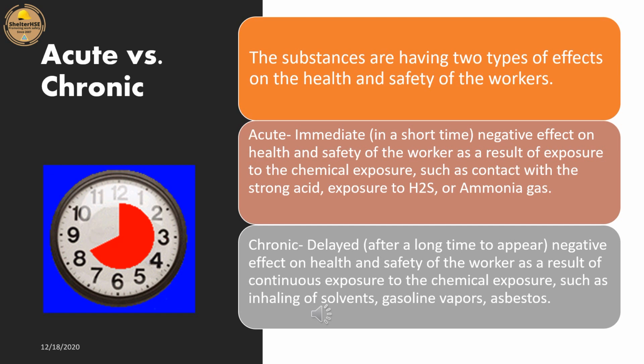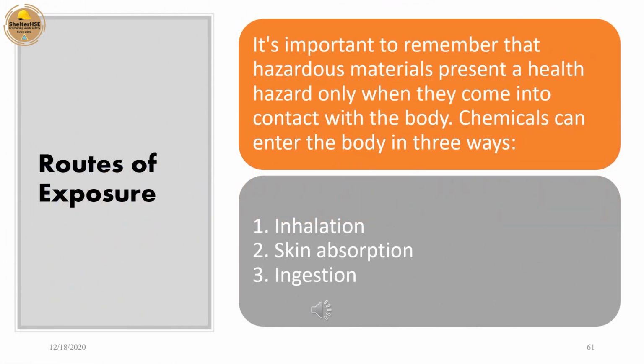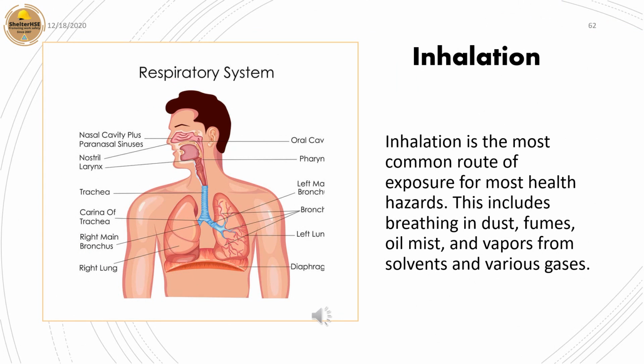It's important to remember that hazardous materials present a health hazard only when they come into contact with the body. Chemicals can enter the body in 3 ways. 1. Inhalation. 2. Skin absorption. 3. Ingestion. Inhalation is the most common route of exposure for most health hazards. This includes breathing in dust, fumes, oil mist, and vapors from solvents and various gases.